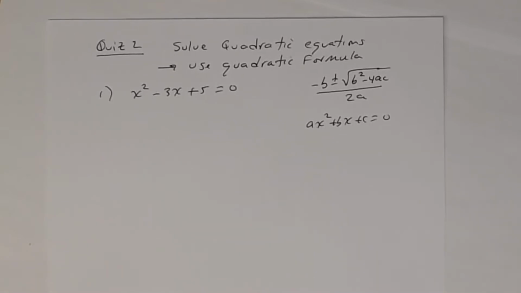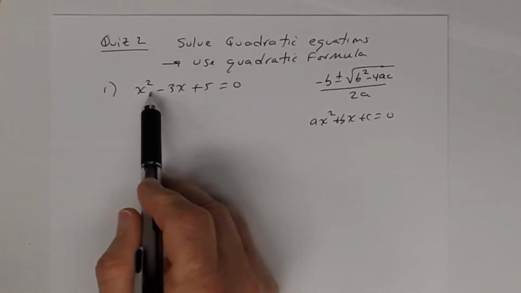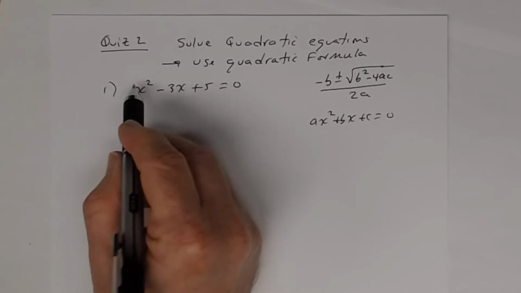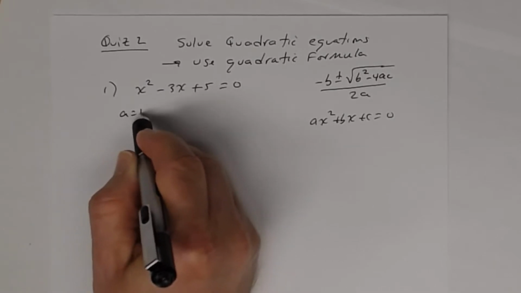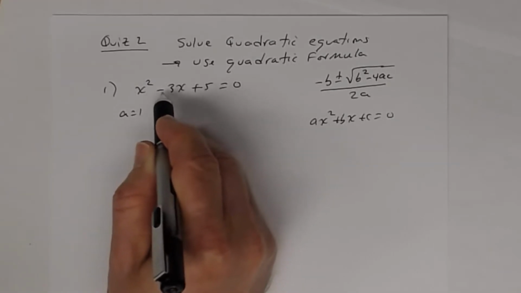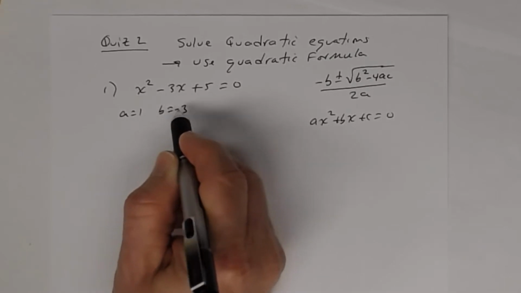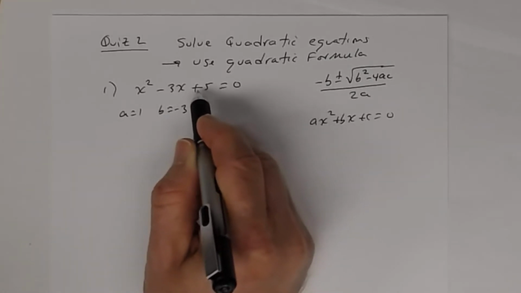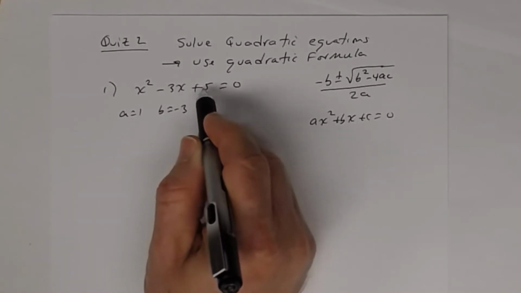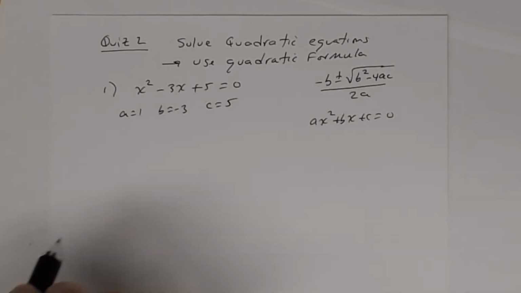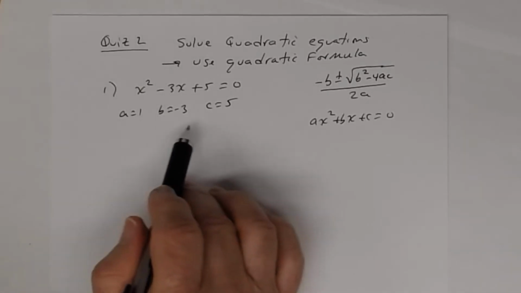So this equation is in standard form and it's in descending order. So the coefficient of x squared is 1, so a is 1. The coefficient of x is negative 3, so b is negative 3. And your constant is c, in this case 5. And so you're going to take these values and plug them into the formula.